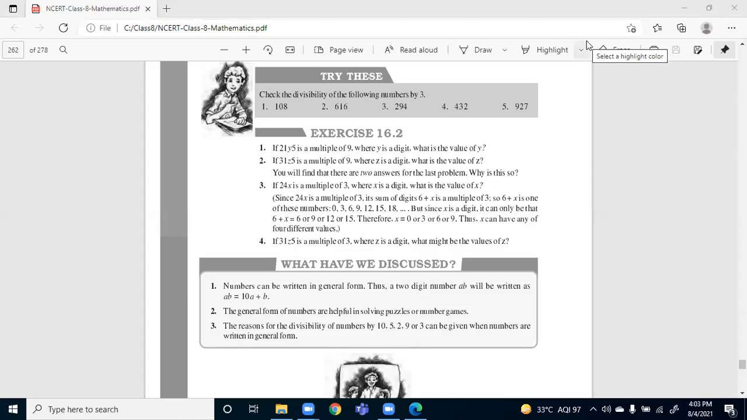If 24x is a multiple of 3, where x is a digit, what is the value of x?